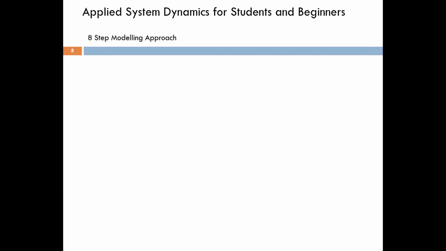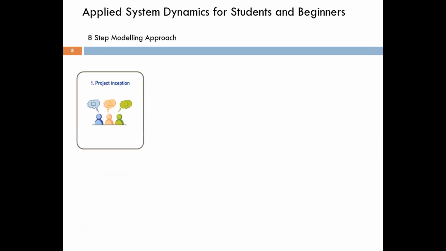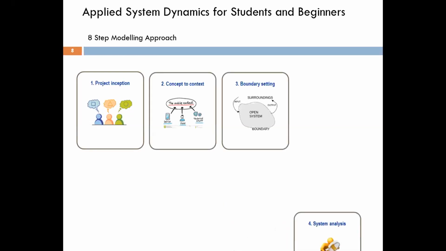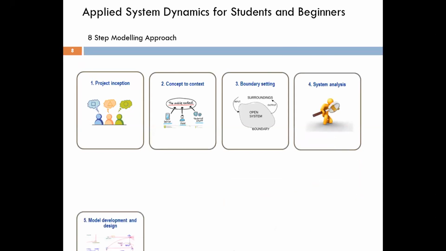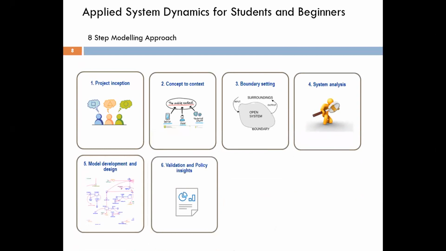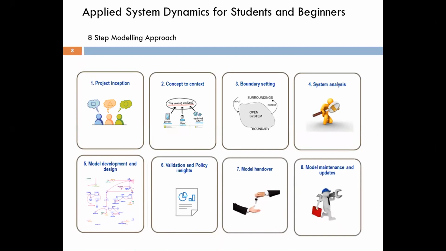Now today what I'll do is take you through the 8-step modeling process, which is the one that we explain in a lot of detail in our book. The first step is your project inception. Second is concept to context. The third is setting the boundaries. The fourth is system analysis, followed by model development and design, and then validation and policy insights, model handover, and lastly, your model maintenance and updates.